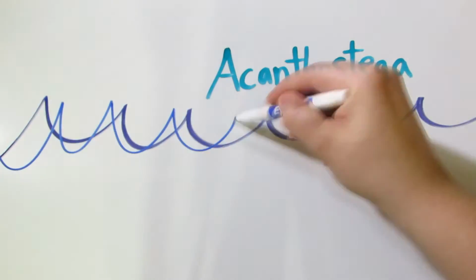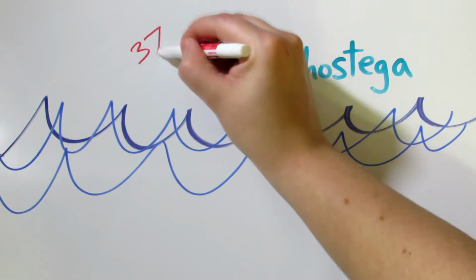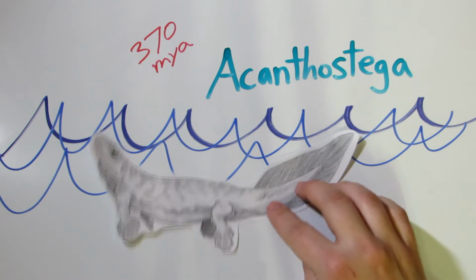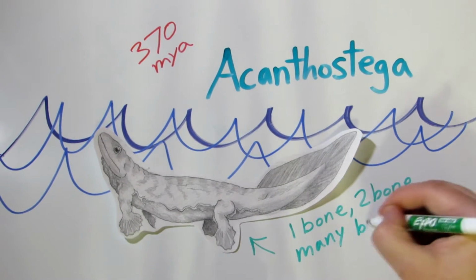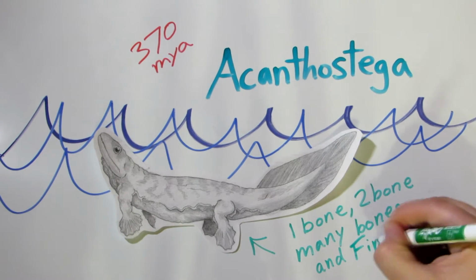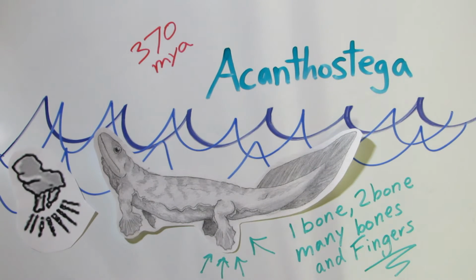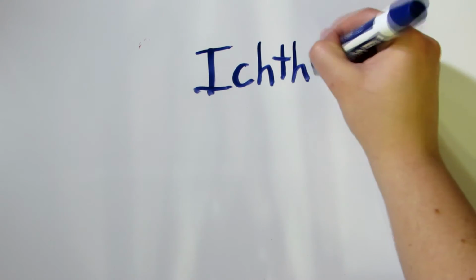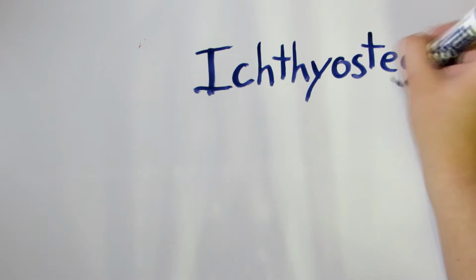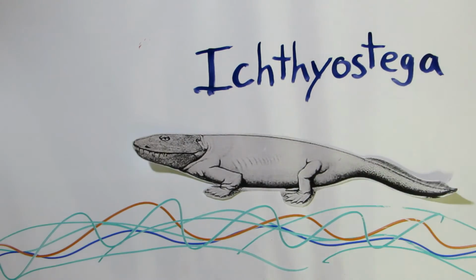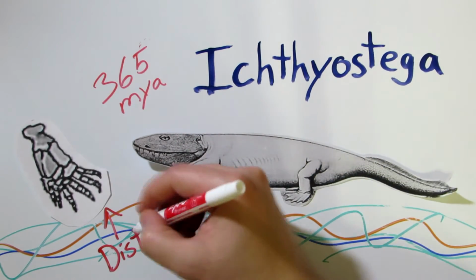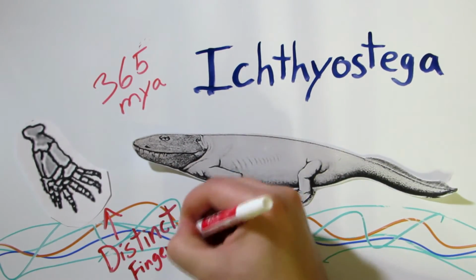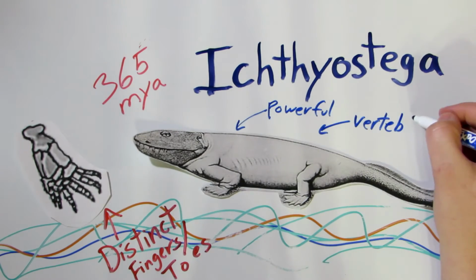370 million years ago, we had Acanthostega, which had a flipper-shaped limb with no fin webbing. Additionally, the limb followed Owen's formula of 1 bone, 2 bone, many bones, and for the first time, fingers as well. This unique fin shape suggested this limb evolved to help the animal swim rather than walk. 365 million years ago, there was Ichthyostega. It had a fish-like head and tail, but also had fully formed limbs complete with powerful upper arms and legs and distinct fingers and toes, as well as vertebrae that were very amphibian-like.